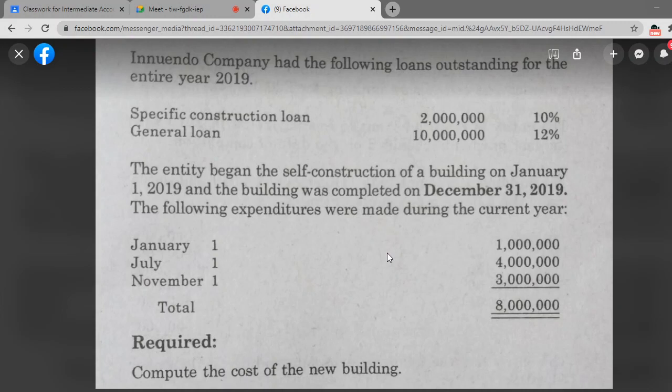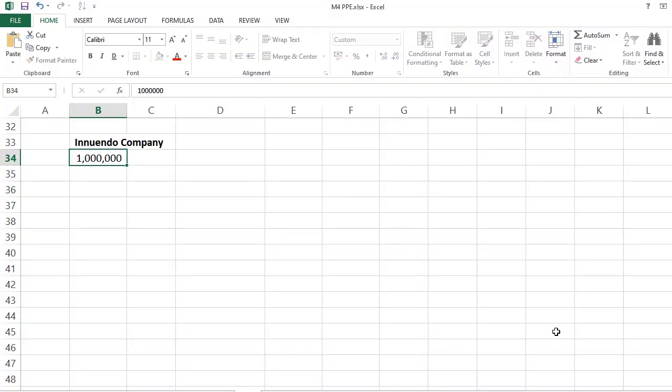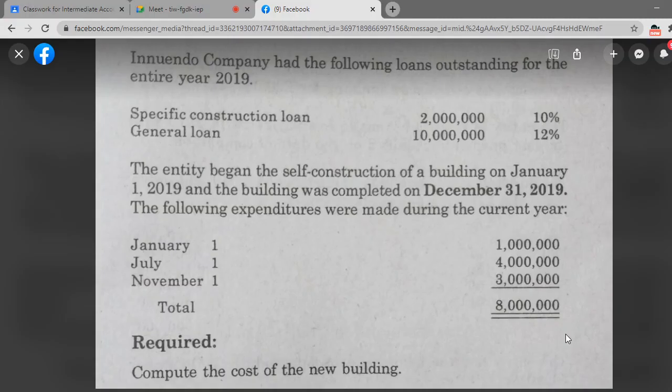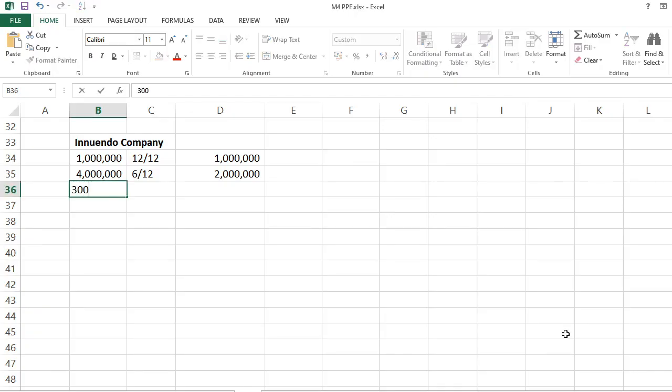We will find out. So, we incurred 1 million on January 1. So, automatic yan na 1 million times 12 over 12. And then, we incurred another 4 million on July 1. So, that means 6 months siya nga outstanding. So, that's 1/2 of the year. That's 2 million. And lastly, you have 3 million incurred on November 1. Therefore, that's only 2 months outstanding.